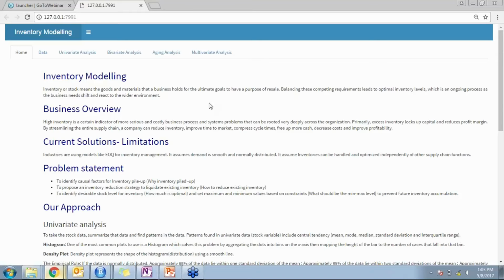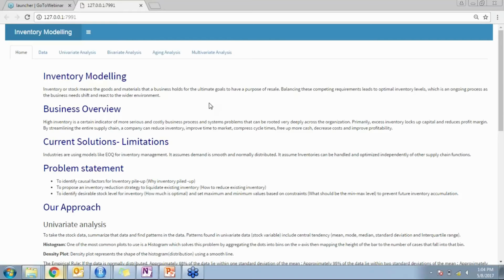Keeping all these things in mind, we have developed the current solution on the basis of the limitations existing in the current market, and we have developed an approach to address these problems being faced by the industry today. To narrow down the problem statements, the primary problem statement is to identify those factors which cause inventory pileup. Second is to propose an inventory reduction strategy to liquidate existing inventory from the ongoing process of the business. The third is to identify desirable stock levels for inventory, how to apply and set maximum and minimum values based on constraints.